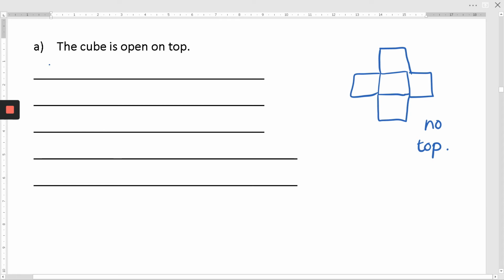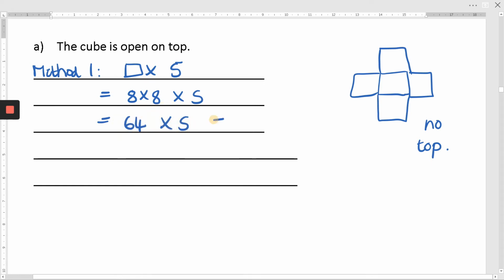Okay, so my first method is going to be to add up all of the blocks, and that's going to be a square times 5. Now we've already worked that out, so I'm going to go straight to the answer, which is 8 times 8, and there'll be 5 of those, which is 64 times 5. So my answer, if I add up all of the different squares, is going to be 320 square centimeters.